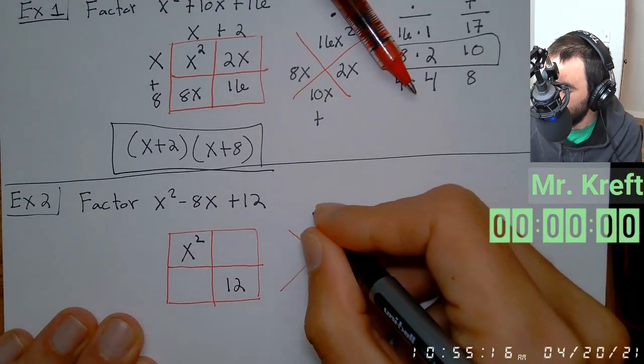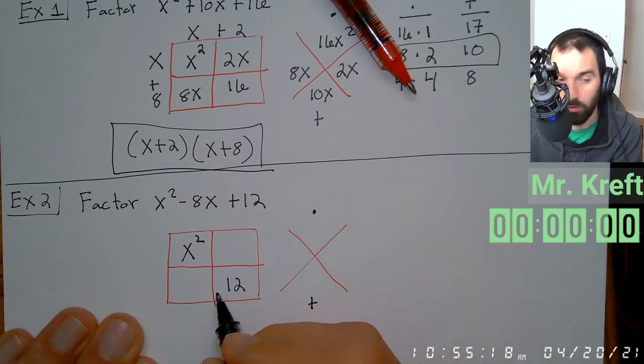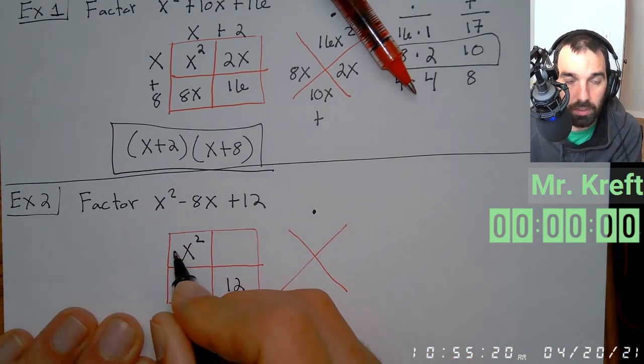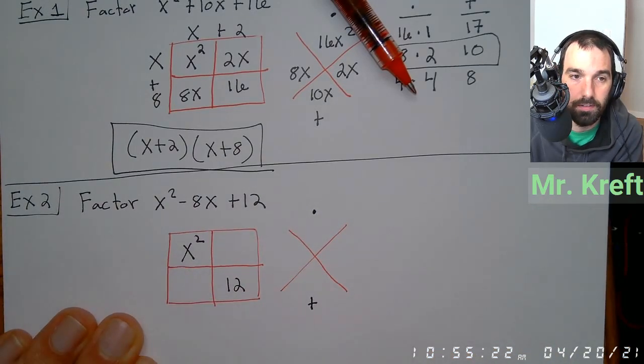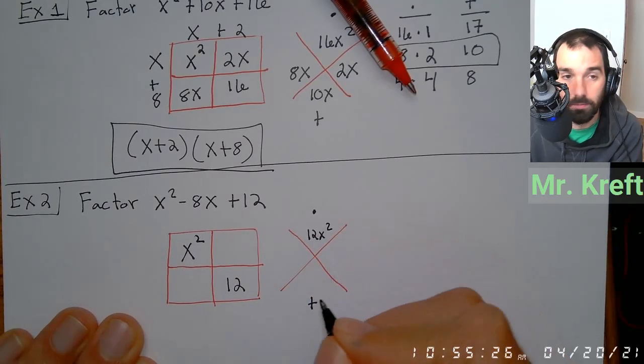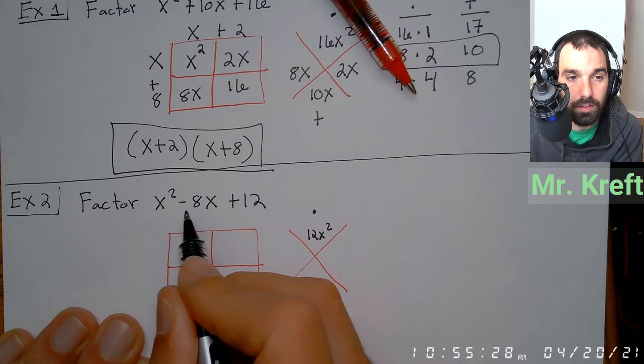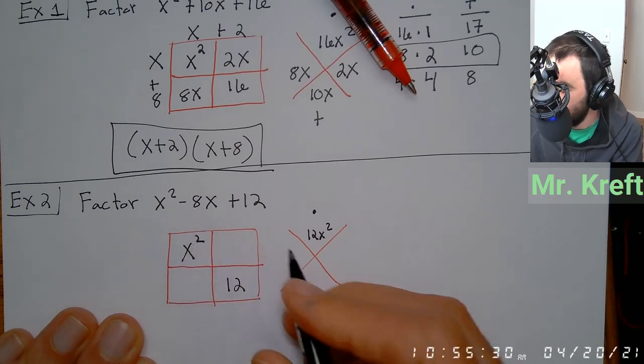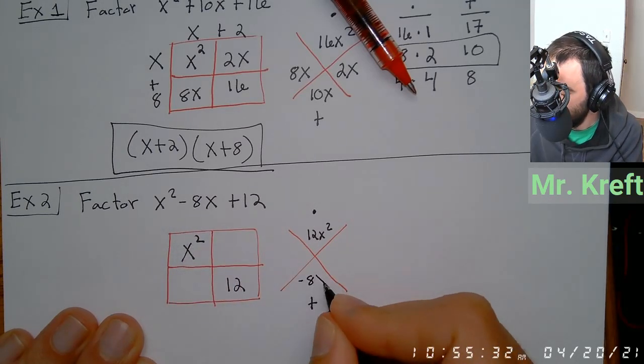We're going to put multiplication on the top. We're going to put addition on the bottom. So to get multiplication, we're going to multiply. So I'm going to go ahead and take 12 times x squared. So I get 12x squared. And then I'm going to take my linear term, which is negative 8x.